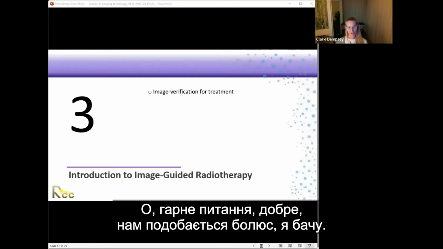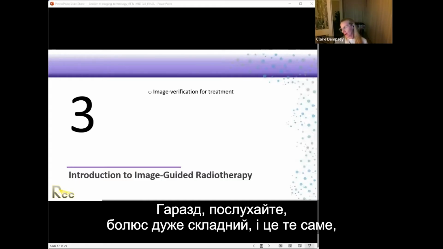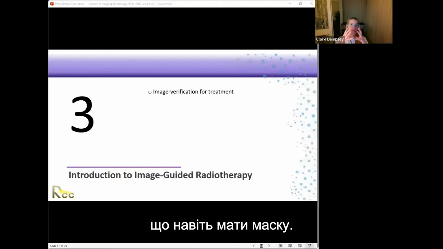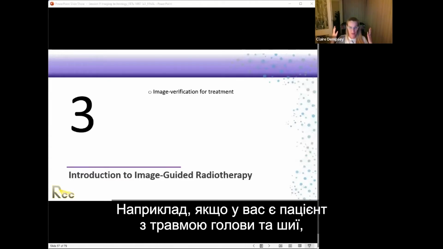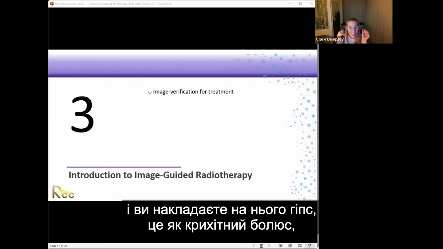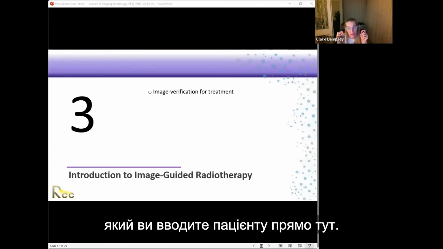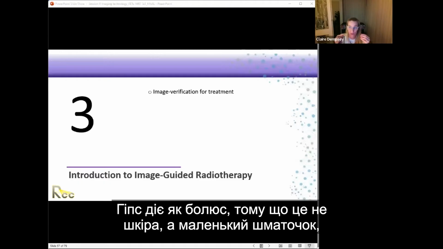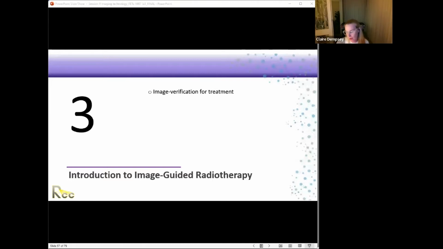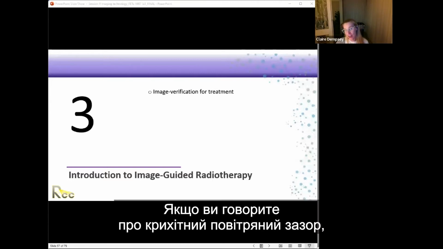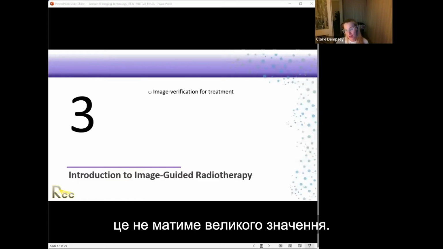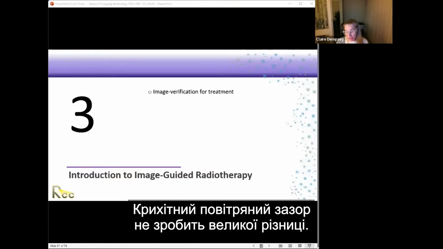Oh, good question. All right. Bolus is very tricky. And it's the same as even having a mask. If you have a head and neck patient and you've got a cast on the patient, that's like a teeny tiny bit of bolus right there. The cast is acting as bolus because it's not skin and it's a little bit of extra material on your patient. If you're talking about a teeny tiny air gap, it's not going to make a great deal of difference.